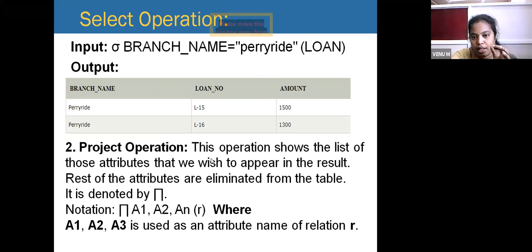This operation shows the list of those attributes that we wish to appear in the result. So the symbolic notation for this is nothing but pi. Here the notation is pi a1, a2 and so on an of r, where r is a relation, and a1, a2 are the attributes of that specific relation.